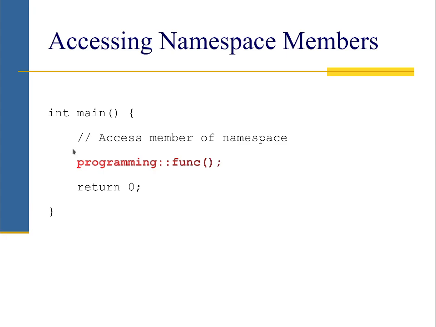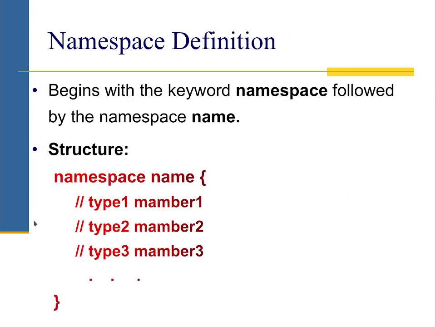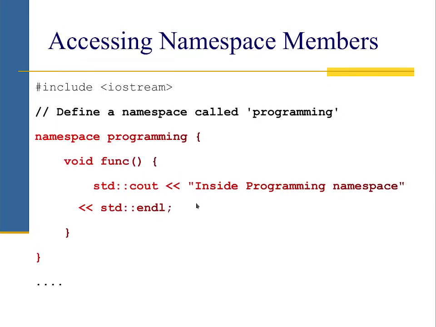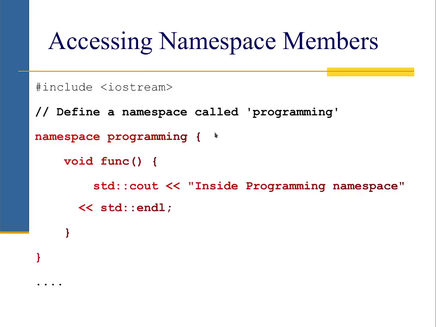So this is how you access the members. Remember, this is one member per the structure. The structure we have here is the type and the member. So here we have the type void and the function func, which is our first member here, and it contains this. To access it, we use programming, double colon, and func, which was inside our defined namespace.